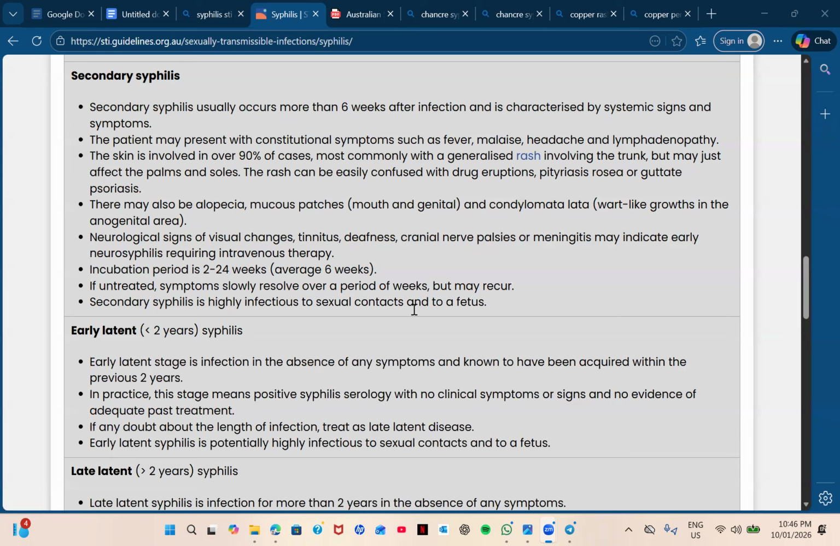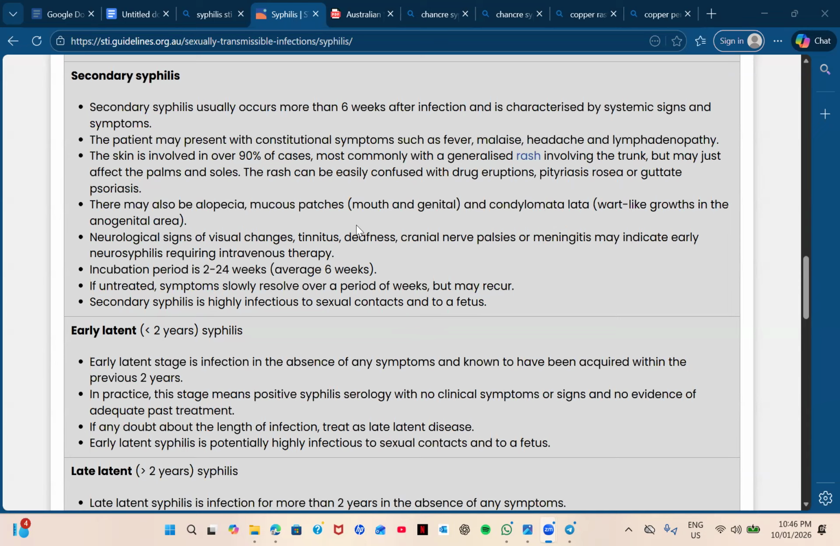If neurosyphilis develops, we can see neurological signs as well. Other than that, we can see alopecia and mucosal patches in the mouth and genitals. These are the features. There is so much difference between primary syphilis and secondary syphilis.